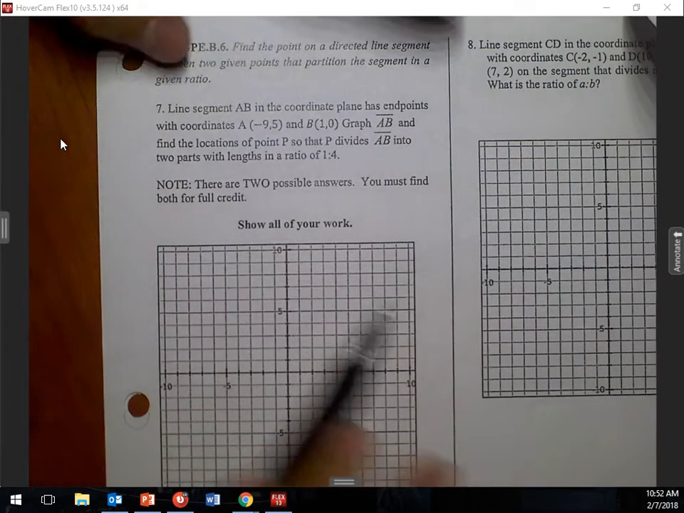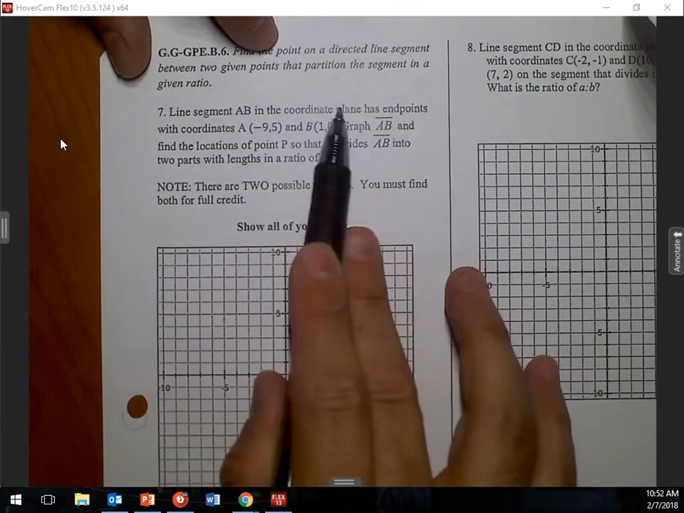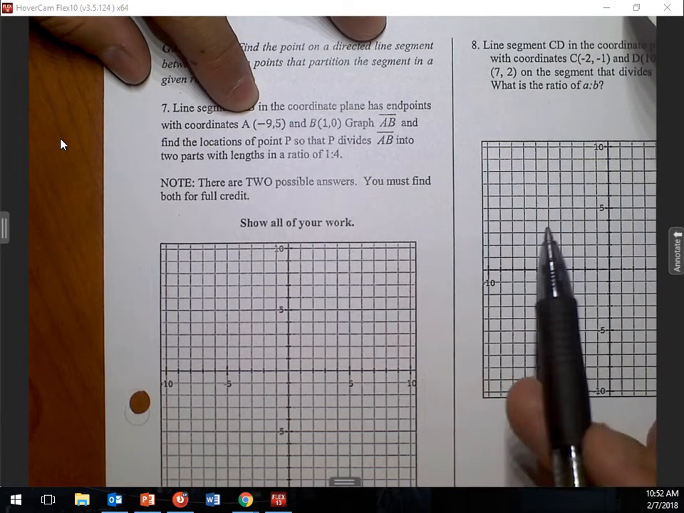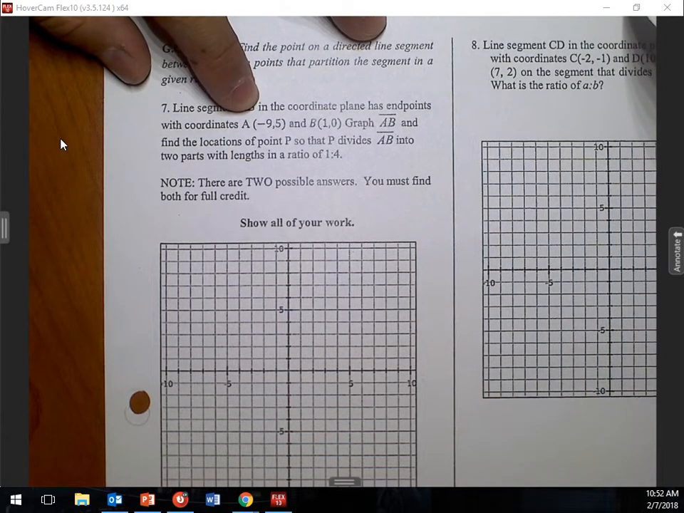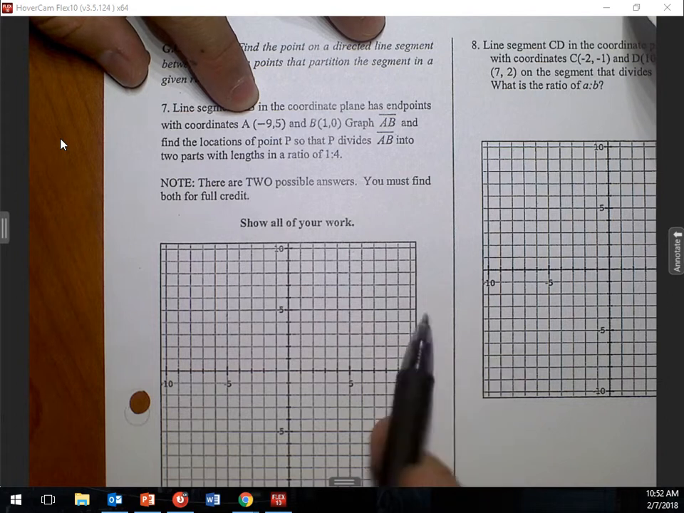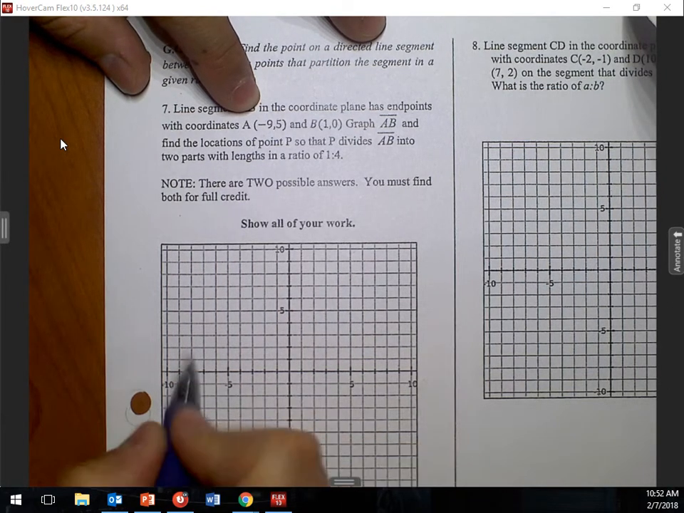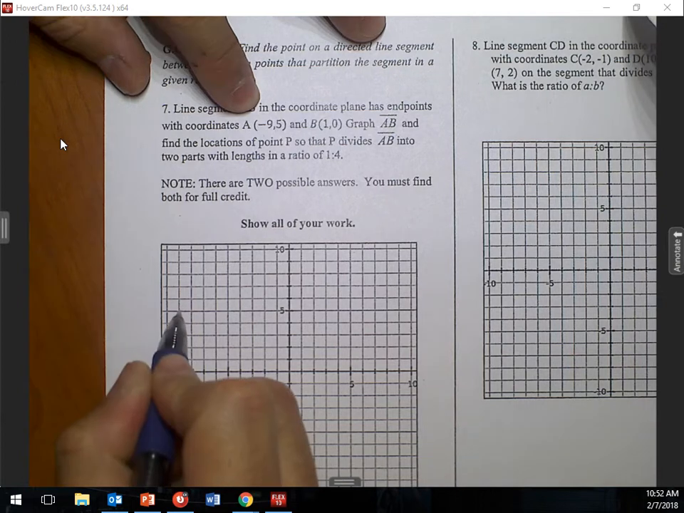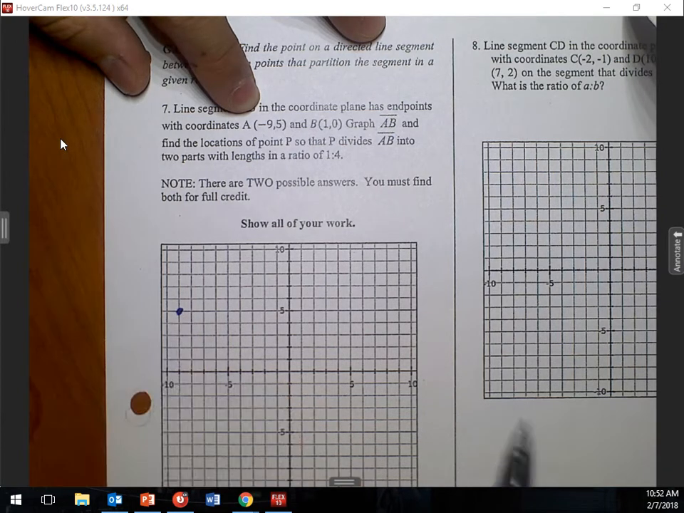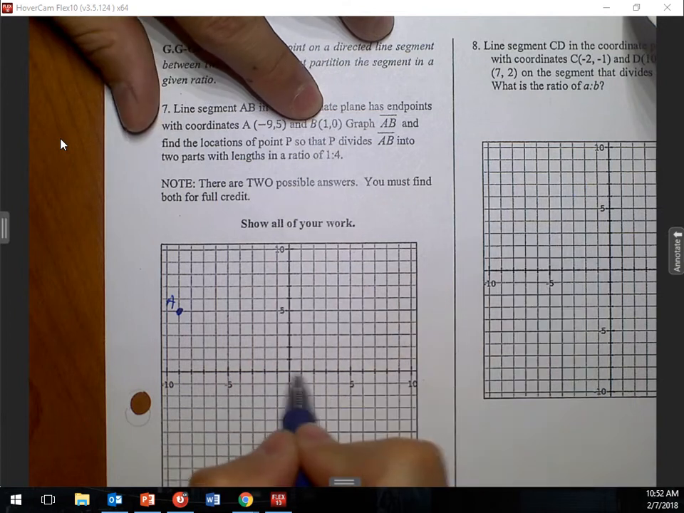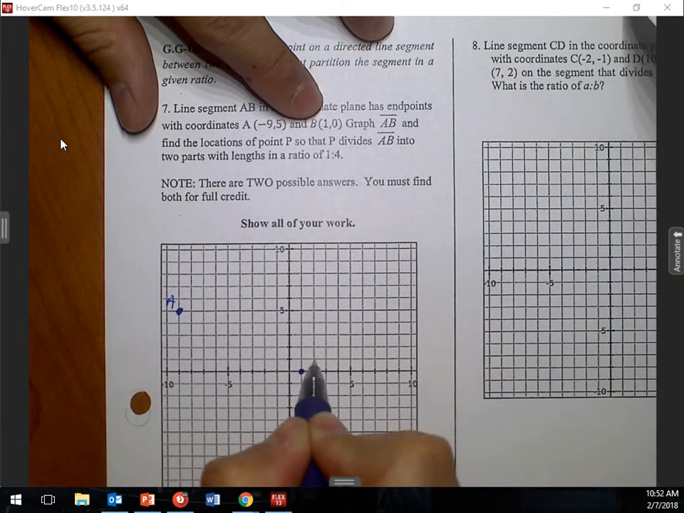So, line segment AB in the coordinate plane has endpoints here and here. Please, class, put these points on your graph. Negative 9, 5 is right here. This is my A. And 1, 0. There's my B.